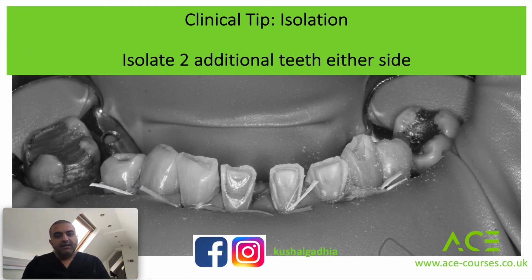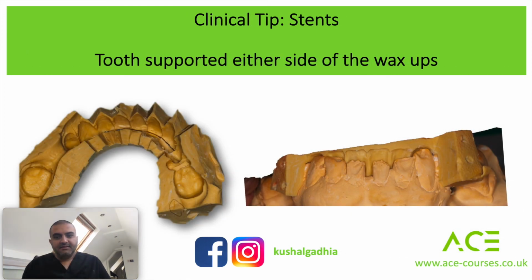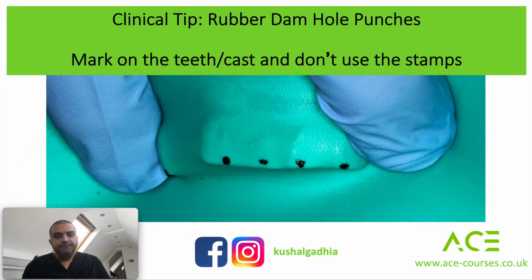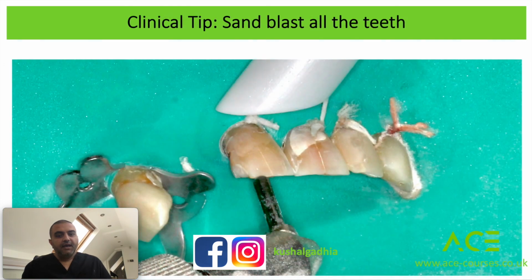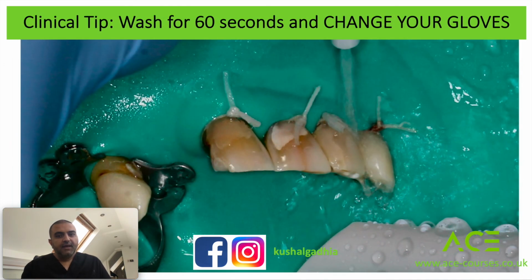So once the rubber dam is on, putty stents are tooth supported. I make my holes using a black marker on the teeth as opposed to using rubber dam stamps, and I did the same with the upper. This was all done in one appointment, the lower and upper teeth. Sandblast all the teeth, etch, prime, bond.